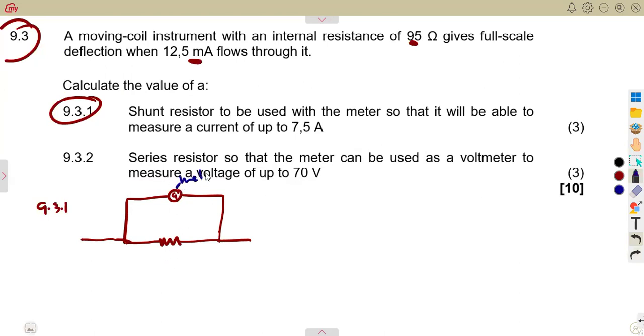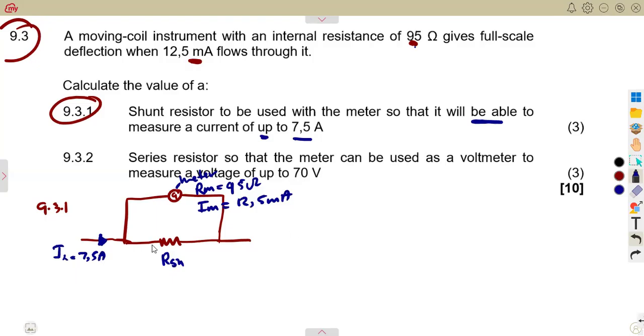On the meter here, this is our meter. We have got the resistance of the meter, in this case, 95 ohms, and also the current at full scale deflection, which is 12.5 milliamps at the meter. So we are asked to calculate the value of the shunt resistor, which is this one. We do not know this, so that it will be able to take a current from the supply of 7.5 amps. So we are given the supply current of 7.5 amps.